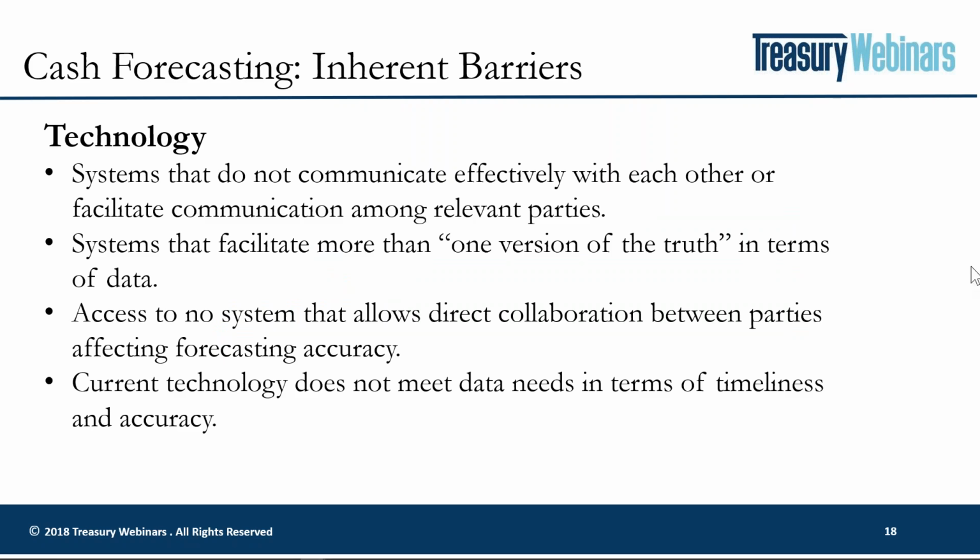So here are our technology inherent barriers. A lot of these are a consequence of Excel. Systems don't communicate with each other. We have more than one version of the truth. It doesn't allow collaboration between parties or version control, and it doesn't meet data needs in timeliness and accuracy.